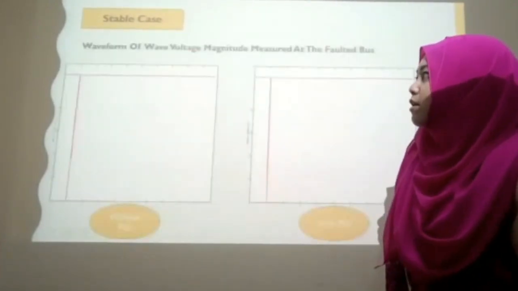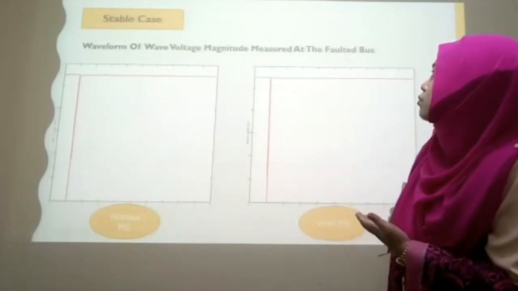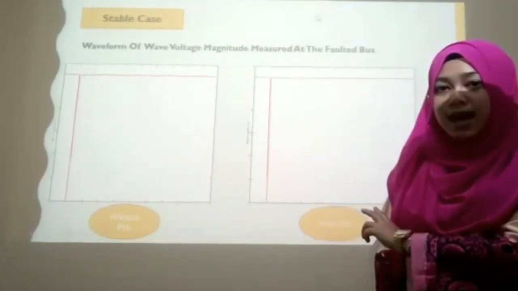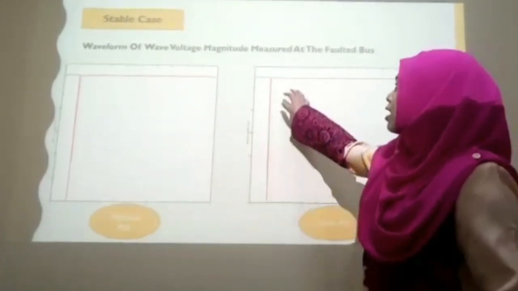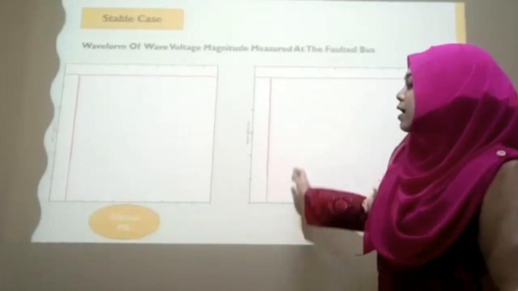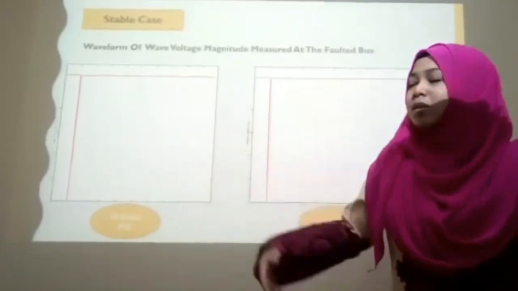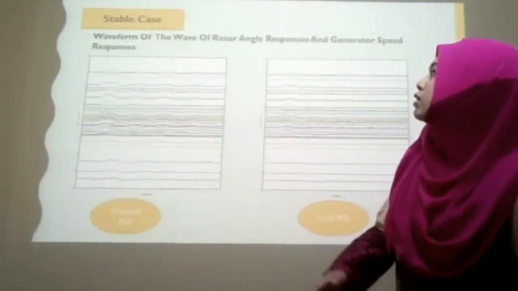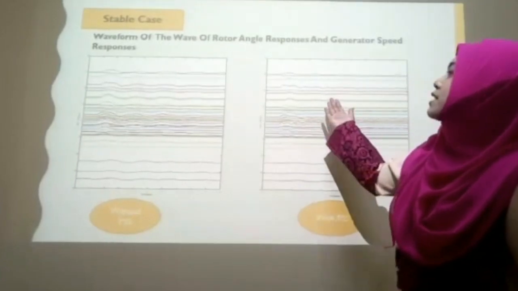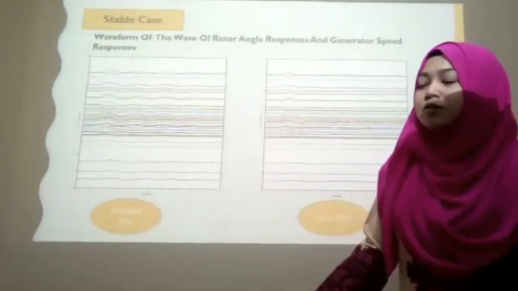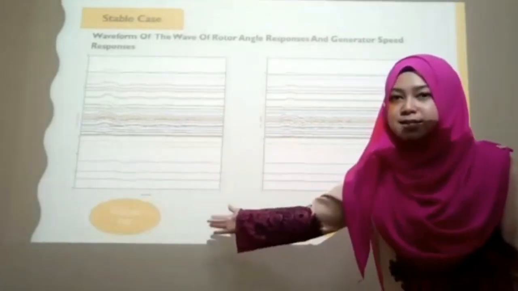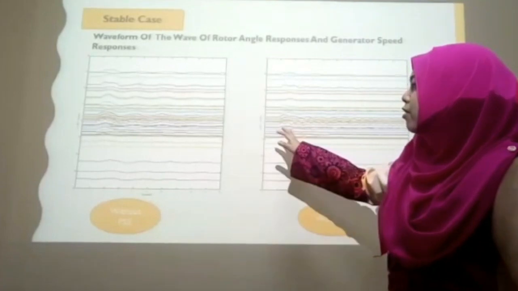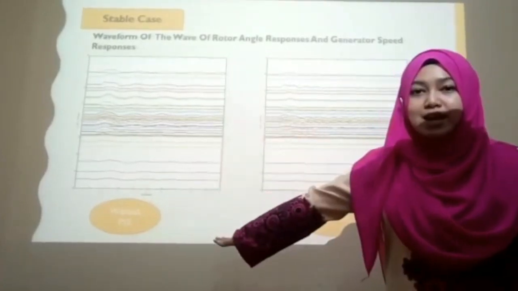So this is the waveform of the voltage magnitude measured at the voltage bus without PSS and also with PSS. We can see the waveform is clearer and smoother compared to without PSS. Then the waveform of the rotor angle response and generator speed response. Also we compare without PSS and with PSS. You can see the waveform is more stabilized than without PSS.